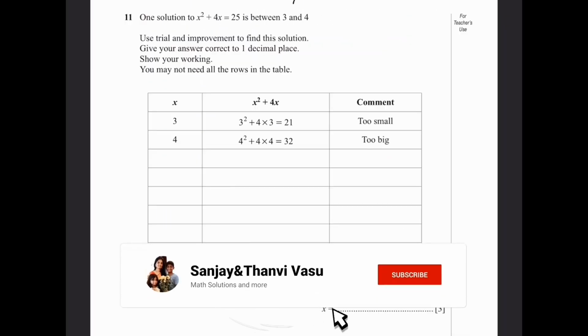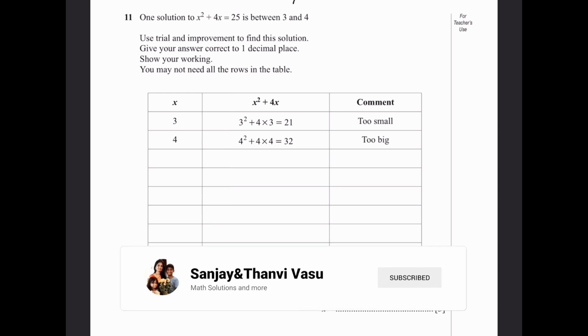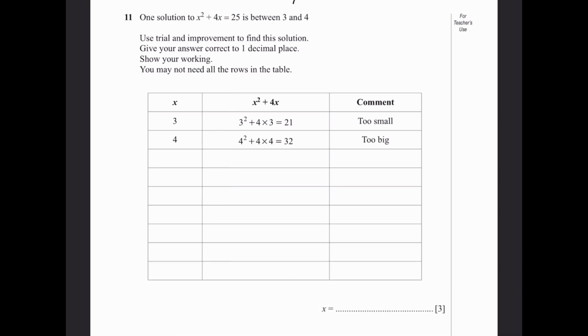Question 11. One solution to x squared plus 4x equals 25 is between 3 and 4. Use trial and improvement to find the solution. Give your answer correct to one decimal place. Show your working. You may not need all the rows in your table. Alright, so now we've already seen 3 and 4. 3 is too small, 4 is too big. So let's make 3.5 as x.